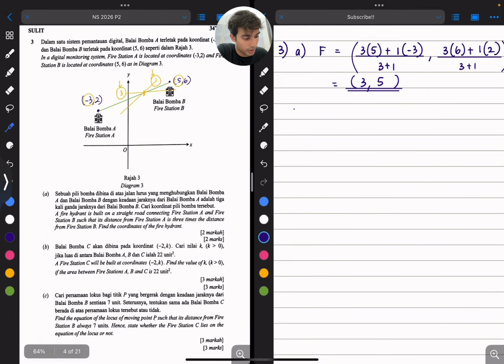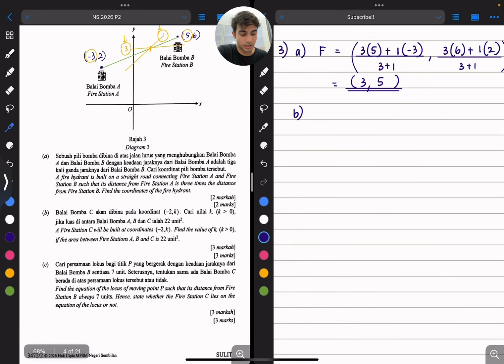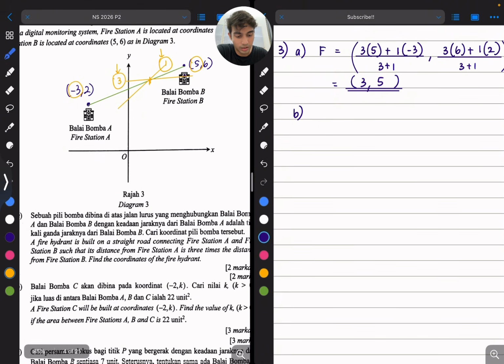Right. B. A fire station C will be built at this coordinates. Find the value of k if the area between A, B and C is 22 units. C is somewhere (-2, k). So let's just assume C is here. Let's erase all this. Just erase this enough. So C is, let's say, somewhere here. The coordinates of C would be (-2, k).